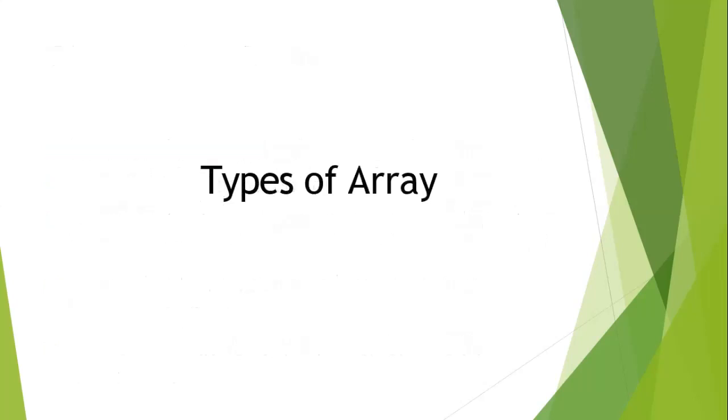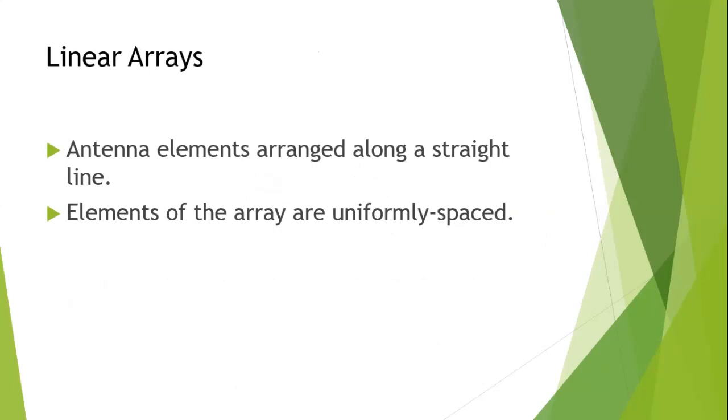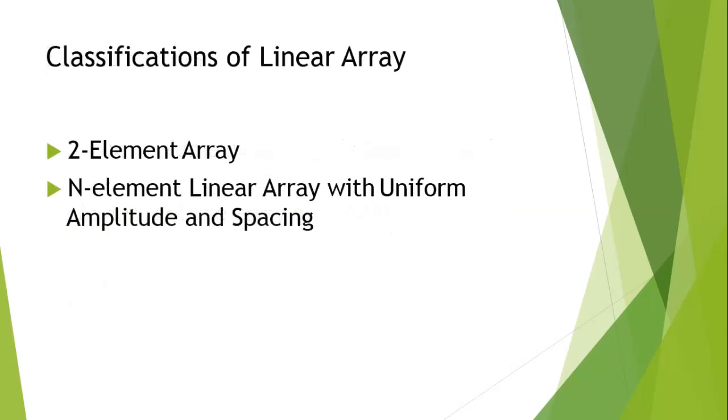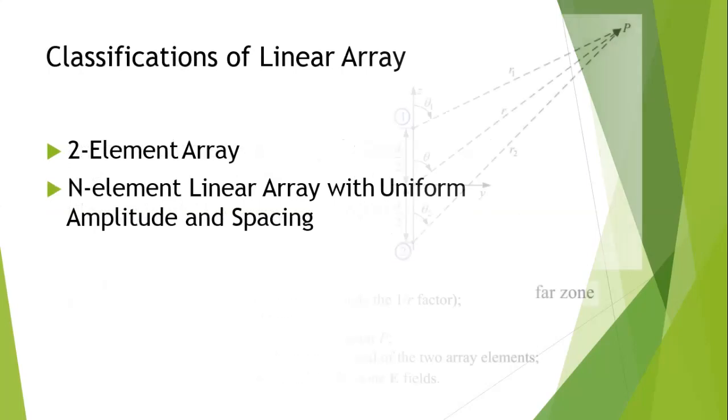Types of array: linear arrays, antenna elements arranged along a straight line. Elements of the array are uniformly spaced. Classifications of linear array: two element array, n element linear array with uniform amplitude and spacing.